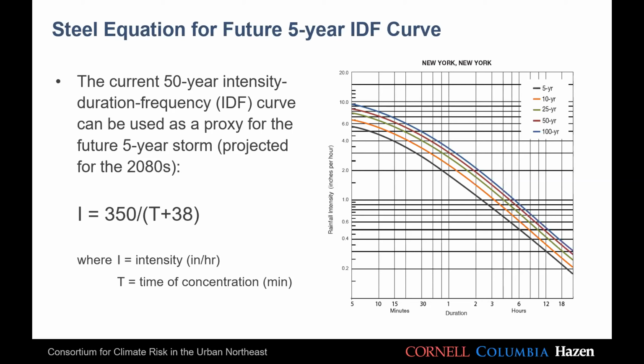And this was the most convenient method of accounting for the projected increases in intensity. One of the nice things about this type of approach is that it's immediately obvious what these future projections represent in terms of change to risk. So what today has a 1 out of 50, a 2% chance of occurring in any given year, in the future would have a 1 out of 5, 20% chance of occurring in any given year, at least according to the most extreme projections for the 2080s.